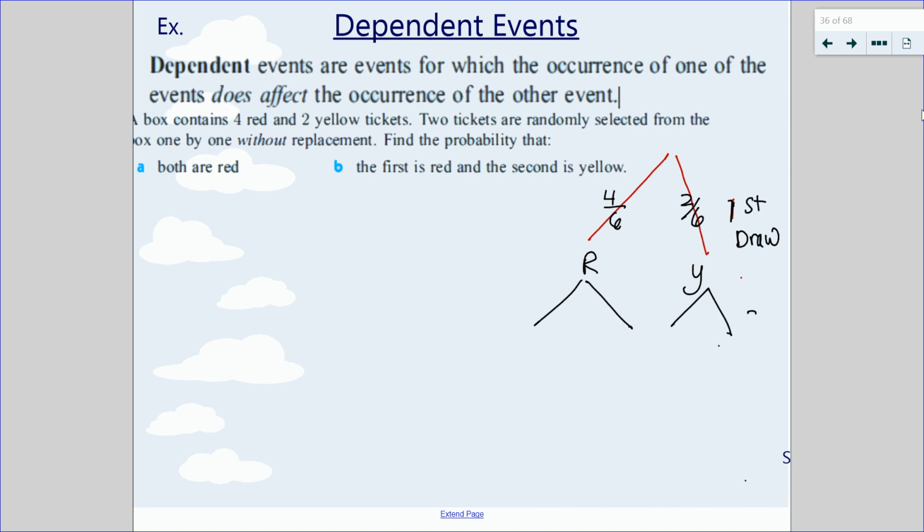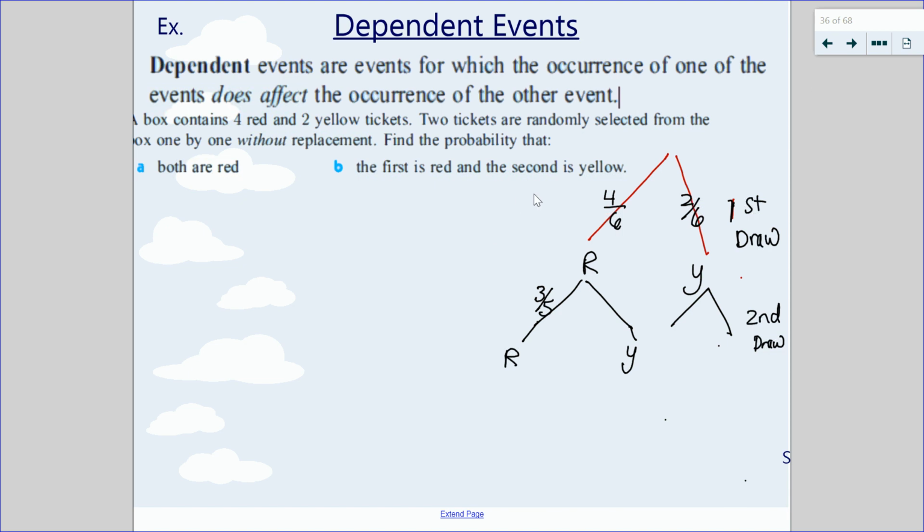We're going to draw the second ticket. Now, if the first ticket was red, think of it this way. If the first ticket is red, there is now one red ticket gone, okay? So this is where we're in our dependent probability. So there are 3 red tickets left out of 5.